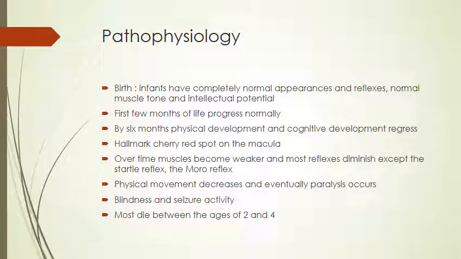At birth, the infants have completely normal appearances and reflexes, normal muscle tone, and intellectual potential. In the first few months of life, they progress normally. By 6 months, the physical development and cognitive development regress. A hallmark is a cherry red spot on the macula. Over time, the muscles become weaker, and most reflexes diminish, except for the startle reflex, the Moro reflex. Physical movement begins to decrease, and eventually paralysis occurs. Eventually, blindness and seizure activity happen, and most of the children die between the ages of 2 and 4.